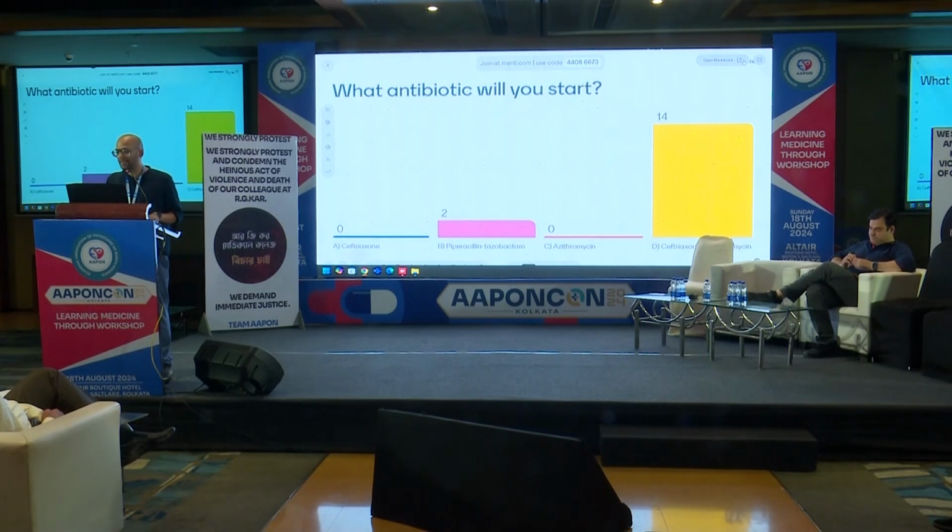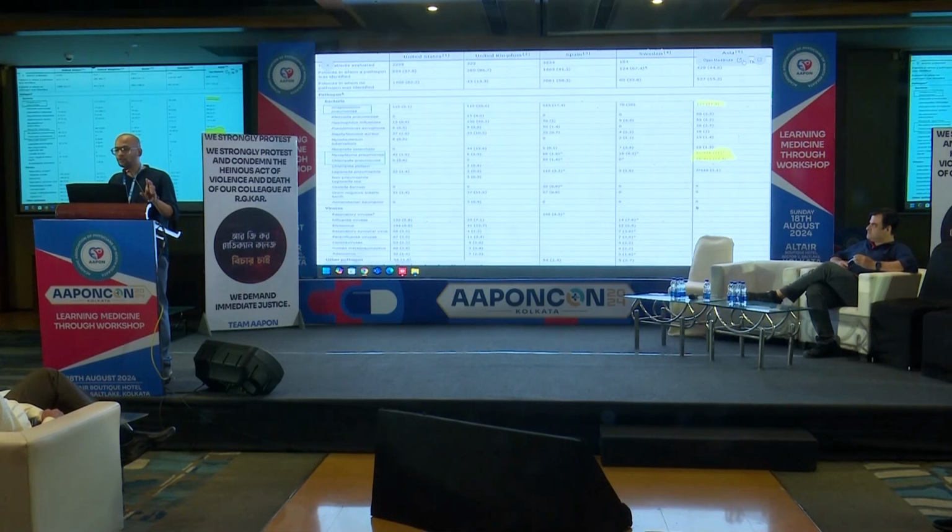Now, why have we added azithromycin here? If you see the most common organisms, this is a division of the most common organisms in community-acquired pneumonia according to the geographical location. And if you see in Asia, the two major things that come out are, one, pneumococcus, and the second, atypical organisms, so Mycoplasma, Chlamydia.